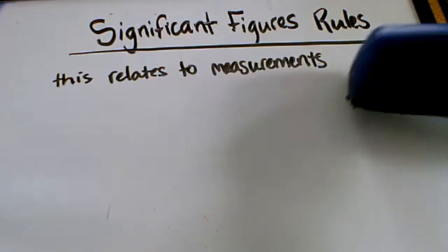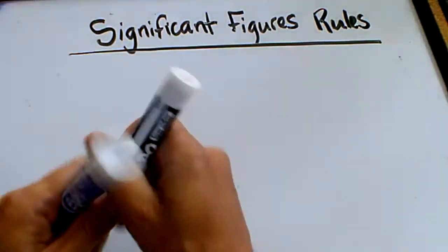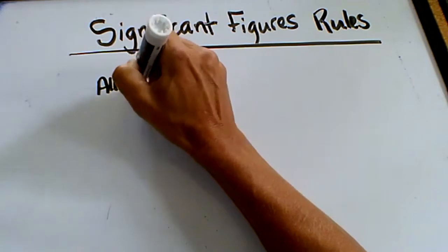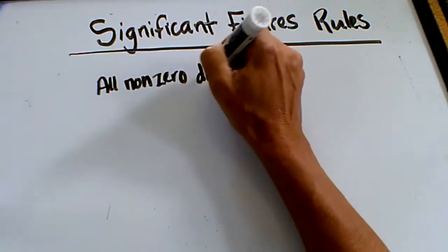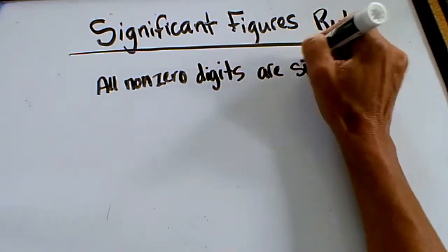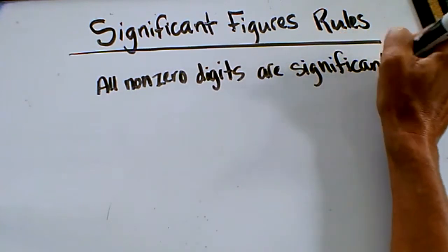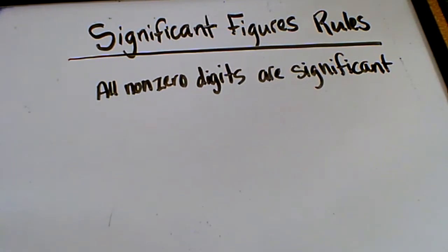Okay, so that's what I mean by it relates to measurements. Those values are not measurements. All right, so what are the rules? Well, all non-zero digits are significant, okay? That means if in your measured value, the number is not a 0, then that number is significant.